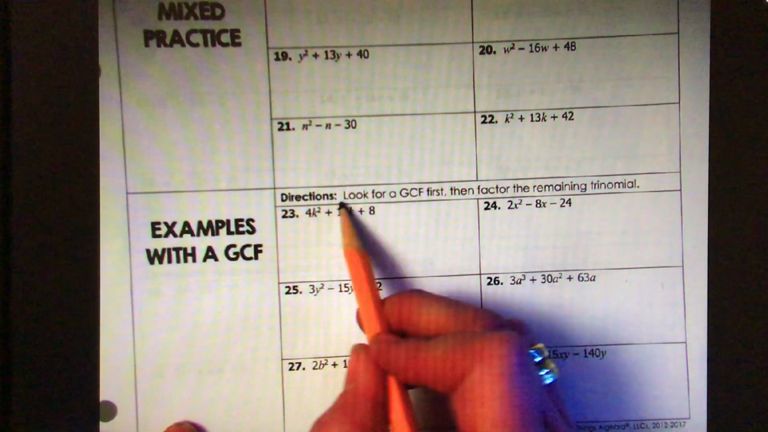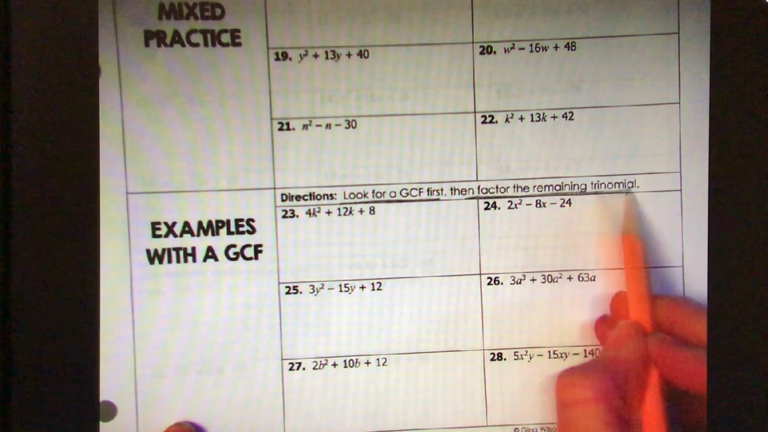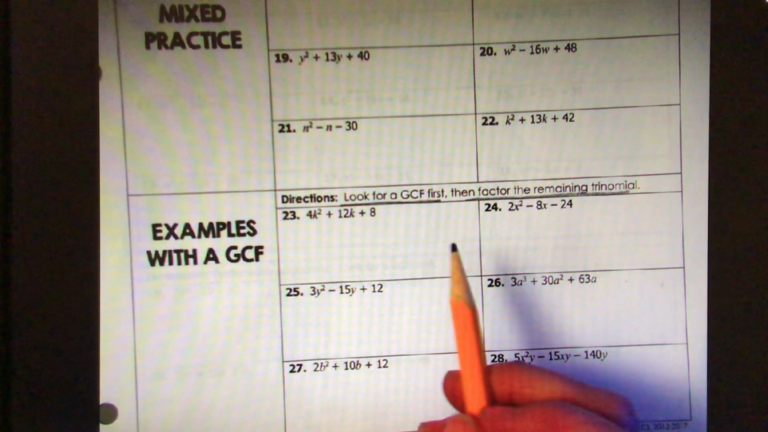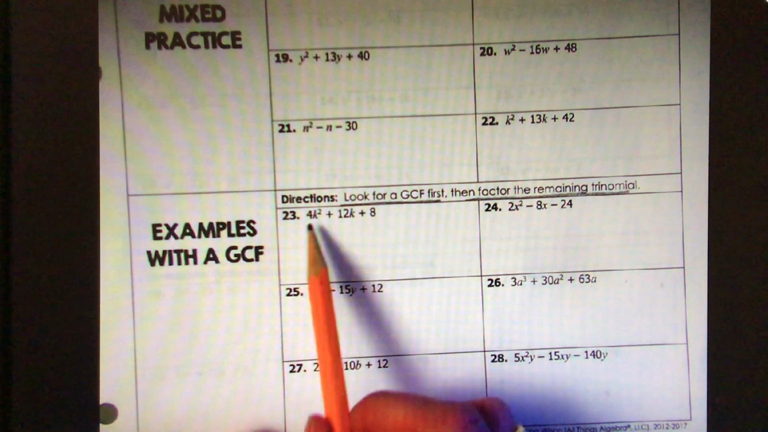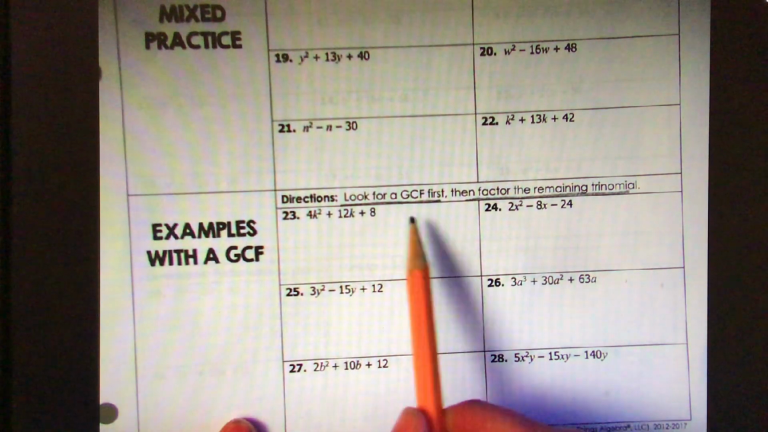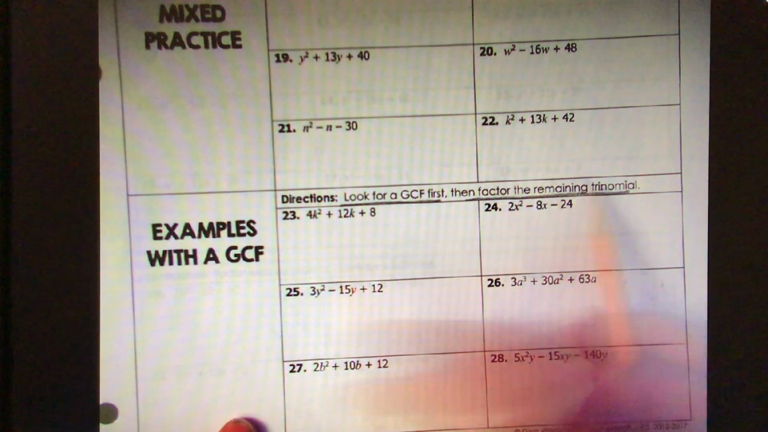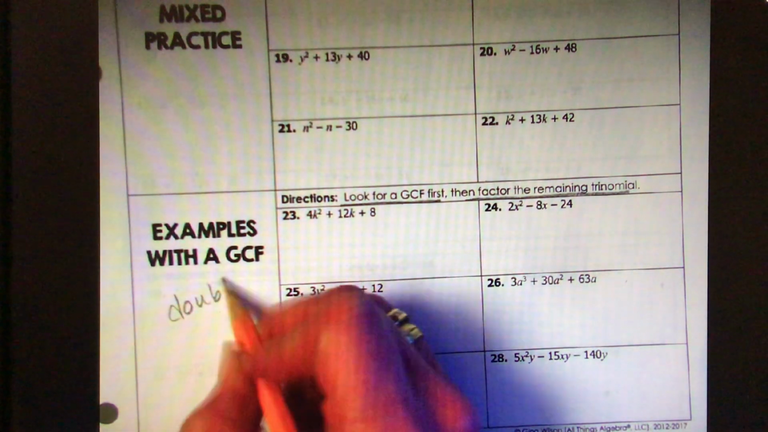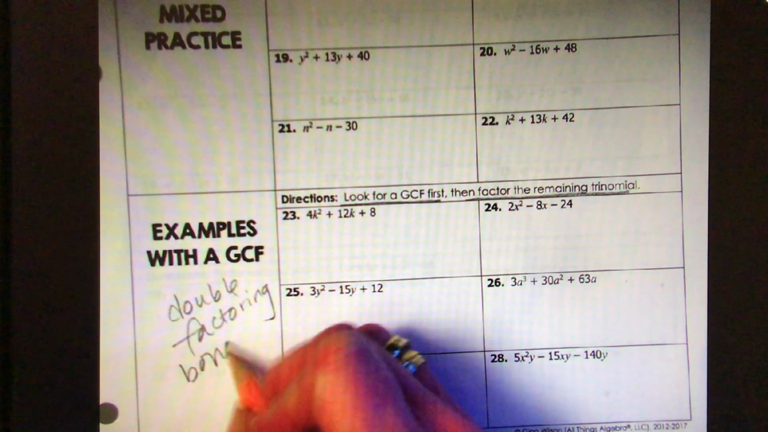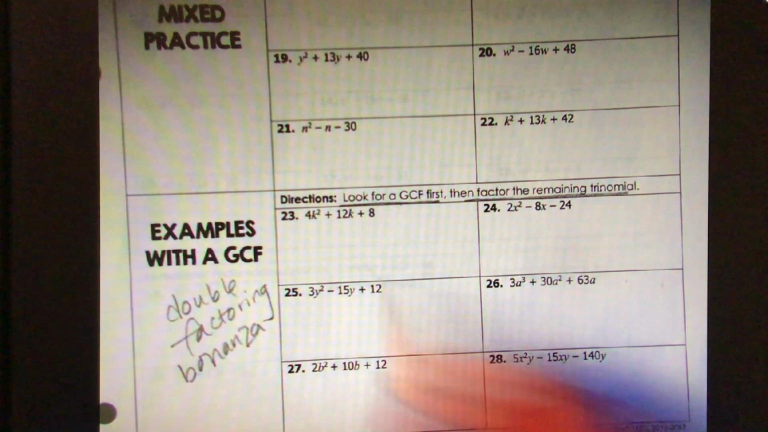We have, now we're looking for a GCF, a greatest common factor, and we're factoring. So I have to think about what number, or even a variable, goes into all terms. And then I have to take it a step further and try to factor out the remaining. So this is like a double factoring, maybe I'll call it bonanza. Okay, so we're extracting. Let's extract first.